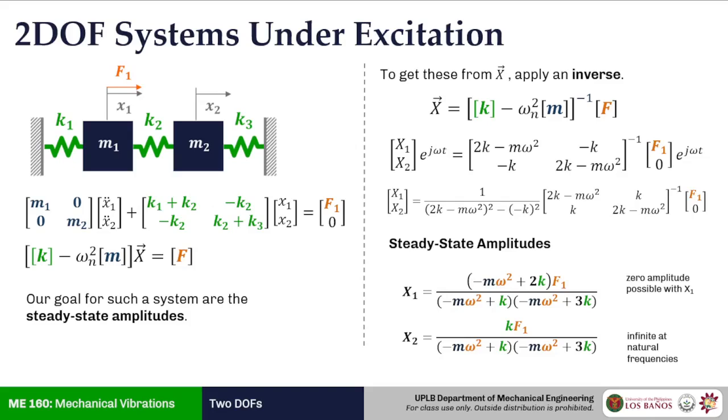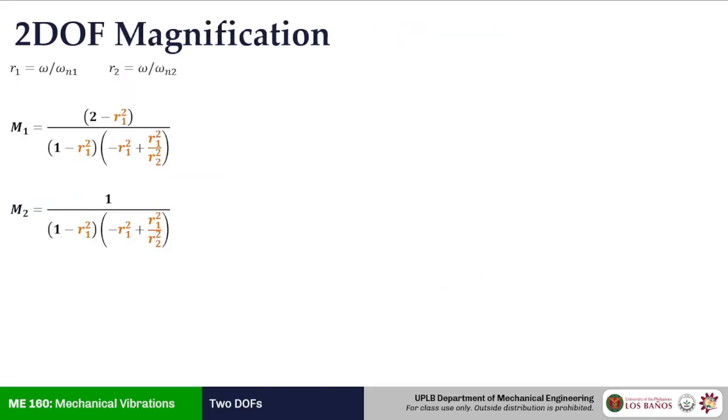Now again, for x1 and omega, we do have normalization options. If you recall, the normalized x is actually the magnification M. The normalized omega is actually r, the frequency ratio. Since we have two natural frequencies now, we have two frequency ratios. We have R1, which is omega, the forcing, over the first natural frequency, and R2, which is the forcing over the second natural frequency. And you arrive eventually at these expressions of M1 and M2.